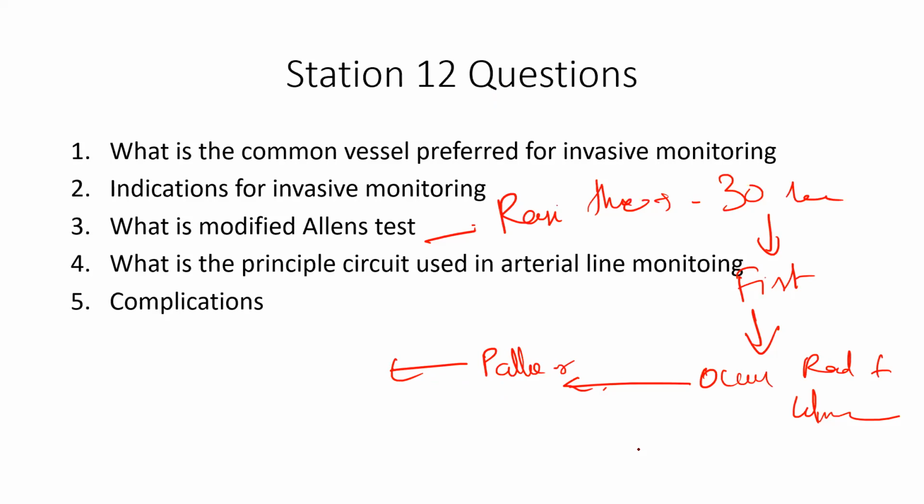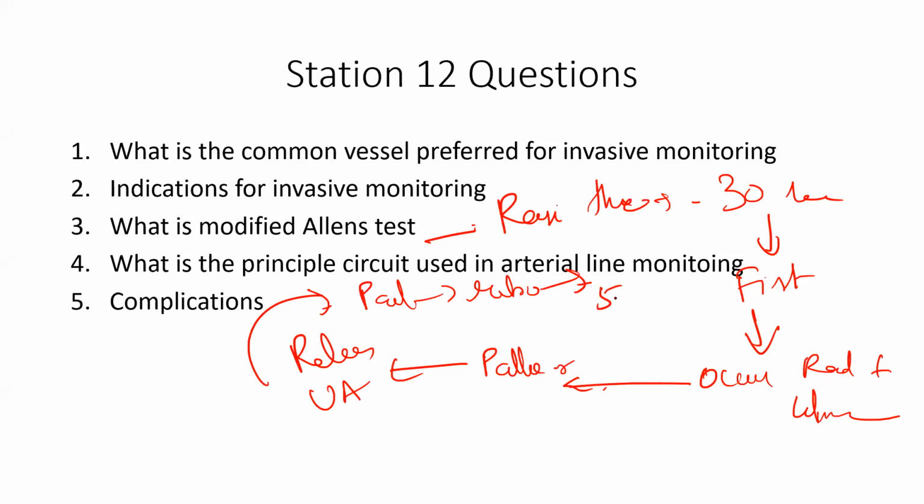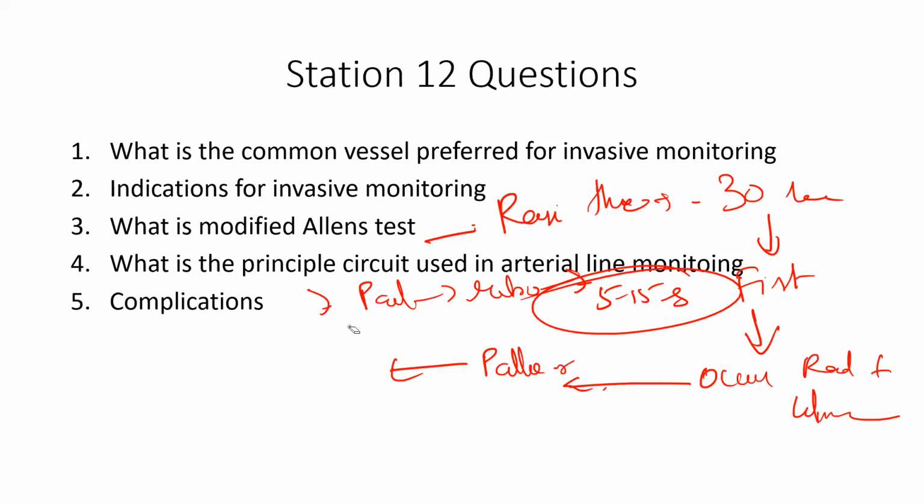Then what do you do next? We open one of the vessels. Preferably, if you're planning for radial artery, you're going to release the ulnar occlusion. What do you notice when you release the ulnar occlusion? The time of return of the color, sir. Okay, so pallor has to become rubor. What is the time duration accepted? 5 to 15 seconds, sir. If it returns within 5 to 15 seconds, it is accepted as adequate collateral circulation and you can use that vessel for cannulation. Excellent.